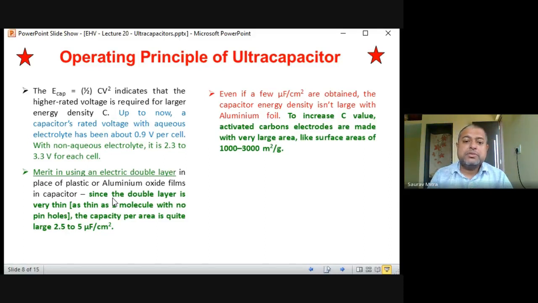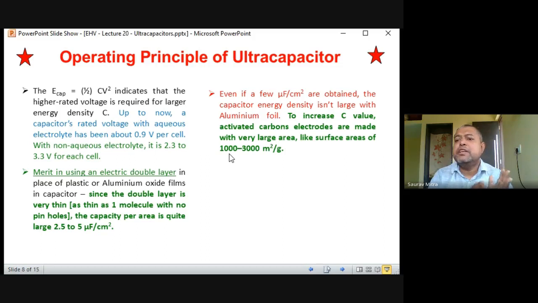Okay, so 1000 to 3000 meter square per gram means each gram of this carbon material is generating 1000 to 3000 meter square of plate area. Okay, that means you can imagine how thin it will be. So that's why it is said that very thin electrode without any kind of pinhole, it is said here. So 1 gram of this carbon is converted to 1000 to 3000 meter square area.